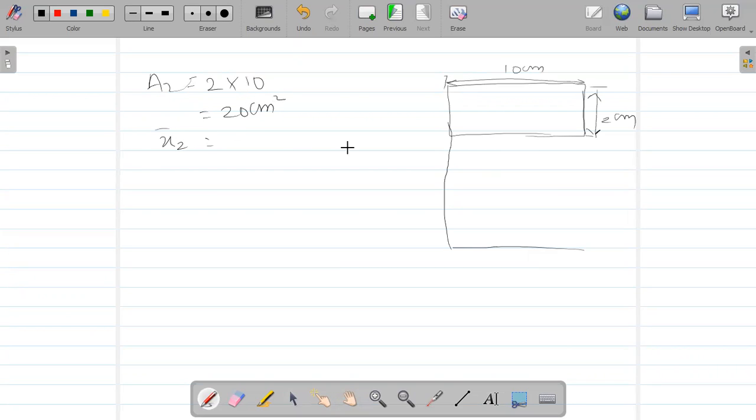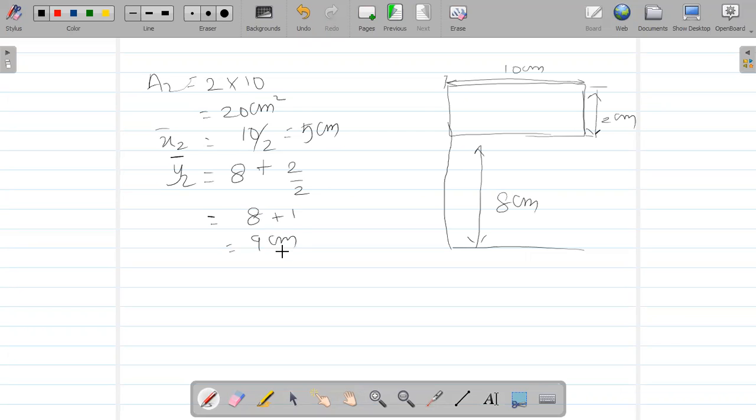Similarly, x2 bar is equal to whatever is the length in x direction, half of that. But before the section, there is no extra length. So it will be 10 divided by 2, that is equal to 5 centimeter. Similarly, y2 bar: before entering the section in y direction, you are having extra length of 8 centimeter. Therefore, it will be 8 plus whatever is the length in y direction, half of it, that is 8 plus 1, that is equal to 9 centimeter.